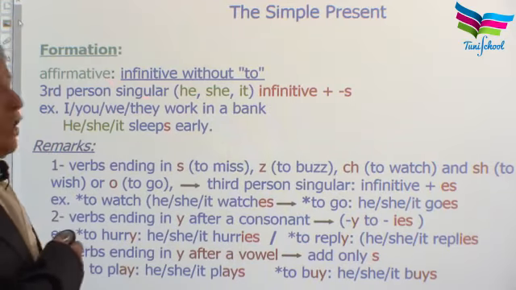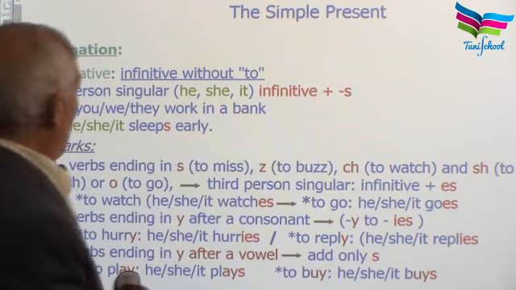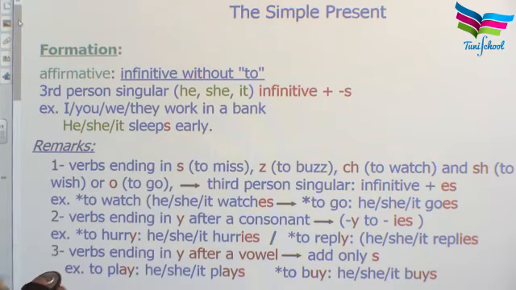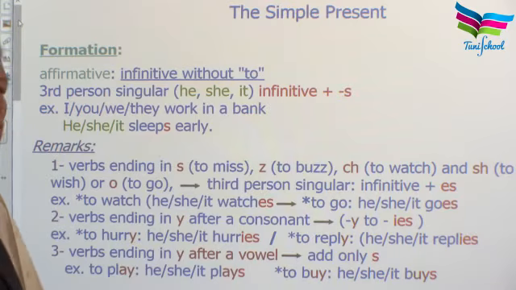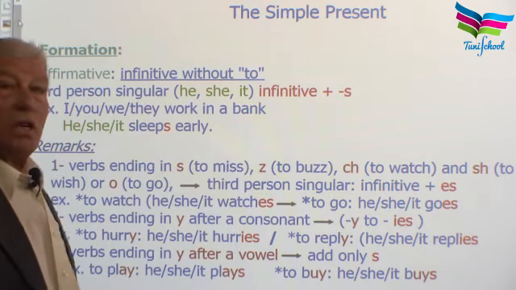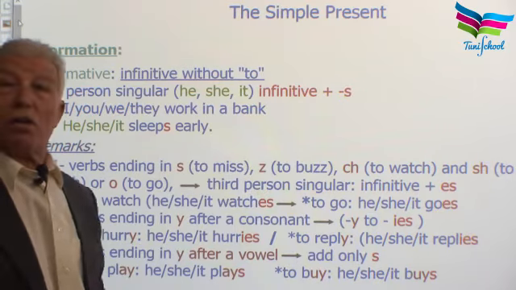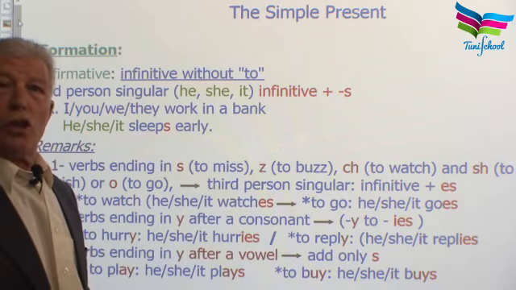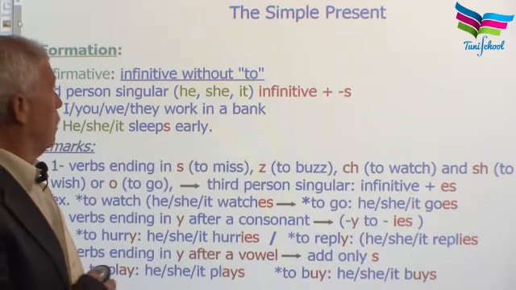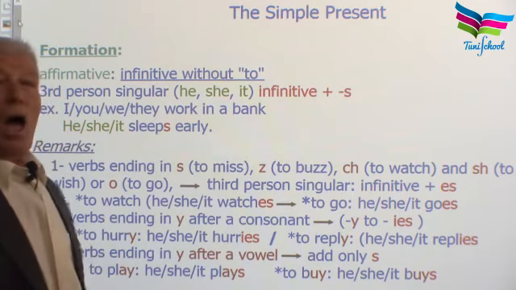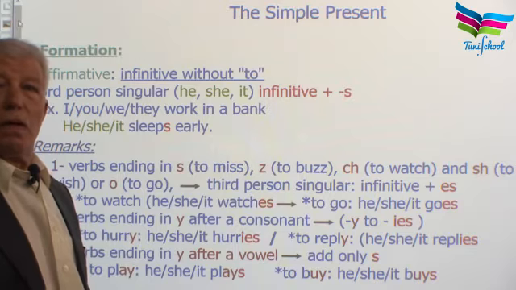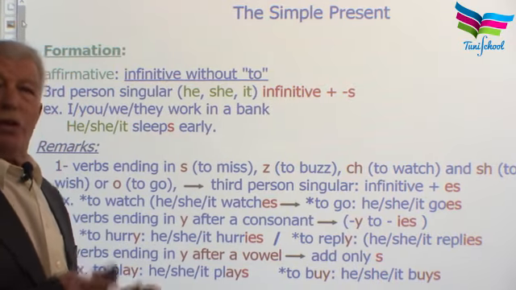As far as the formation is concerned, we have the infinitive without to. The infinitive always starts with to: to go, to come, to eat, to read, to learn. So you put the pronoun I and learn. That's the infinitive without to.